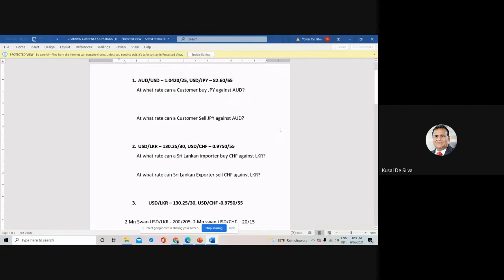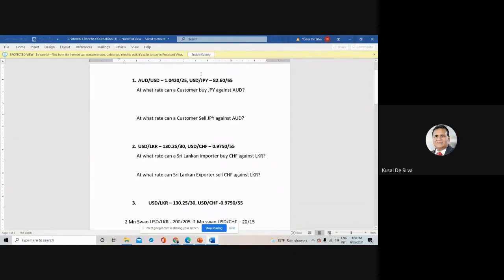Have you come across anything different to this? The same thing happened earlier also, no? If we buy JPY, normally we quoted 8260, and here 65. Here I wanted you to apply it. Now this is sell JPY. Sell JPY means the bank will buy JPY, the quoted currency. Bank will buy quoted currency at this rate.